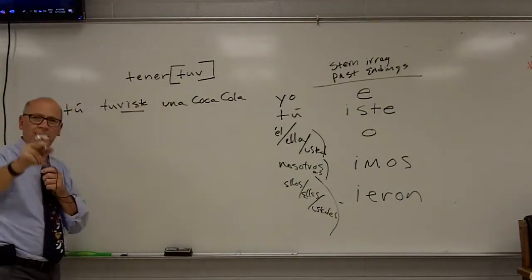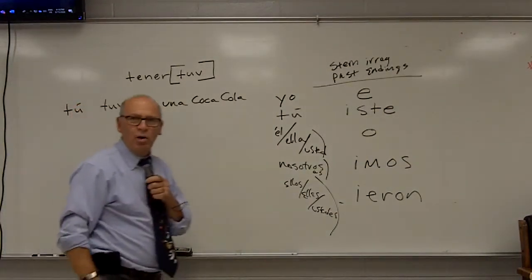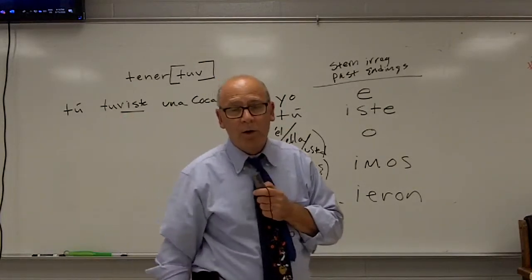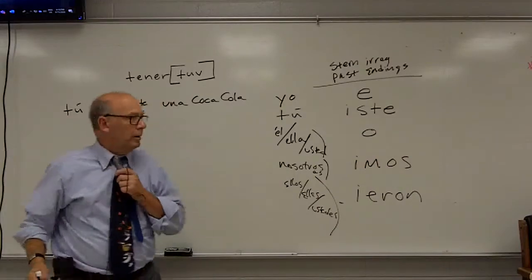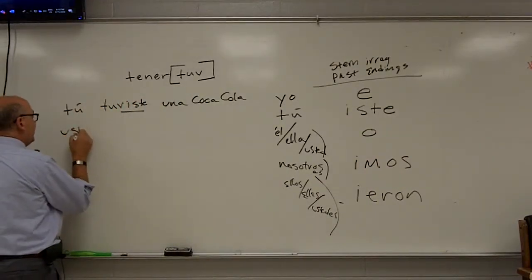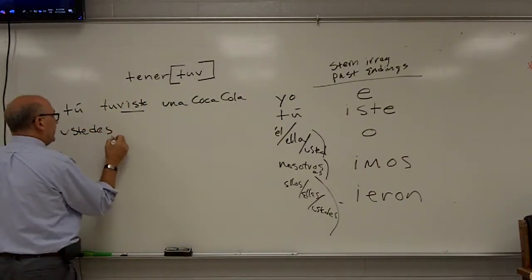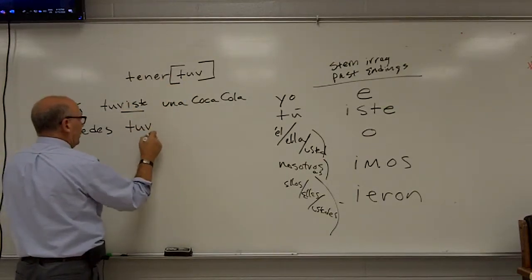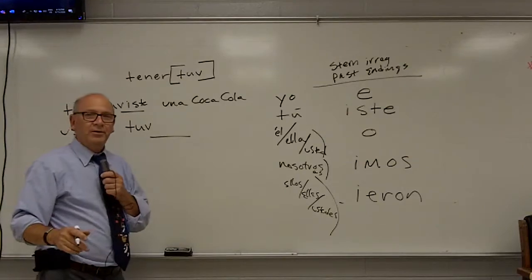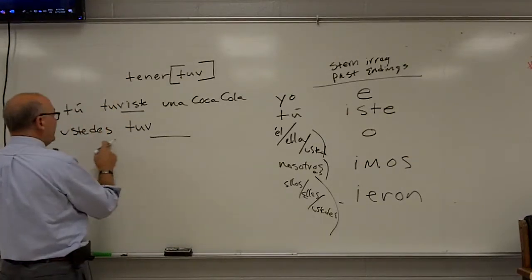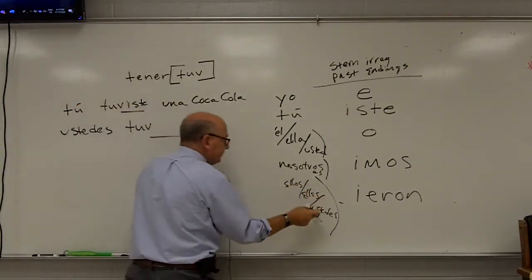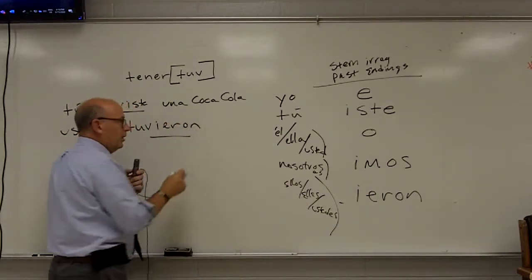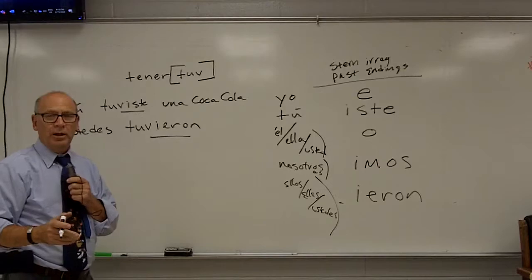Oh yeah, you had a Coca-Cola. How about, hey, y'all had a Coca-Cola? Tell me the truth. Y'all had a Coca-Cola. That's right. Y'all had a Coke. So we've got ustedes. We start with the stem and not with tener. Okay, you know what it is. Somebody say it. Ustedes tuvieron. Ustedes tuvieron una Coca-Cola.